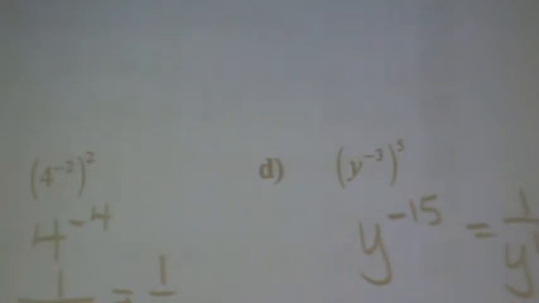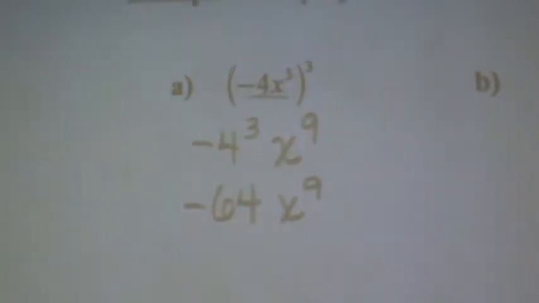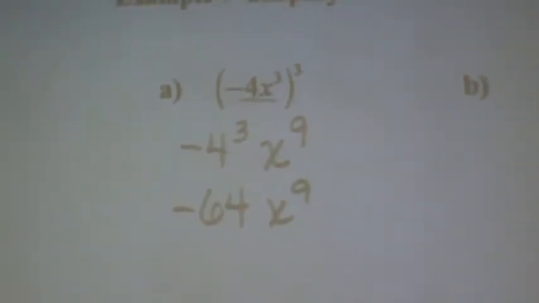Okay, the last two sets are combining all of the properties. So letter A, 6A. What do you do here? You've got -4, and we have to cube both of these. So it's -4 to the 3rd power and x to the 9th. 3 times 3 is 9. And what is -4 times -4 times -4? Negative, not positive. 16 times 4 is 64.